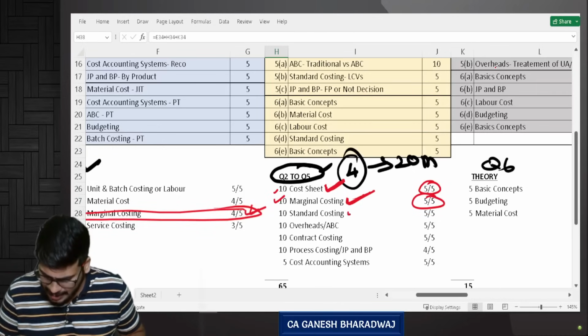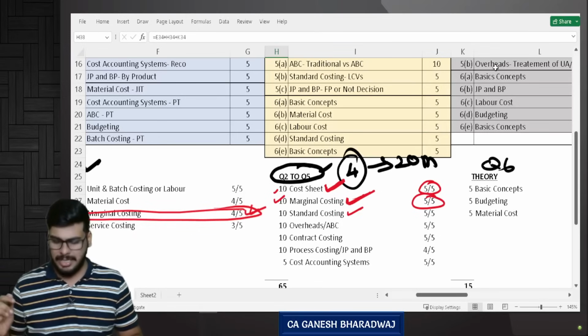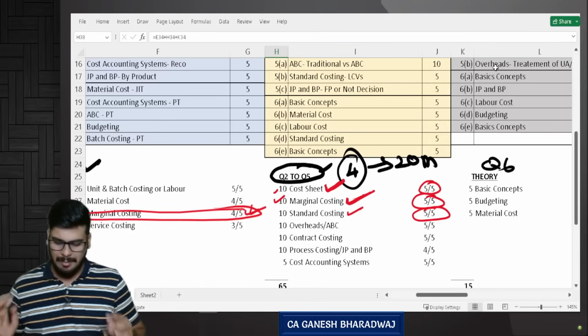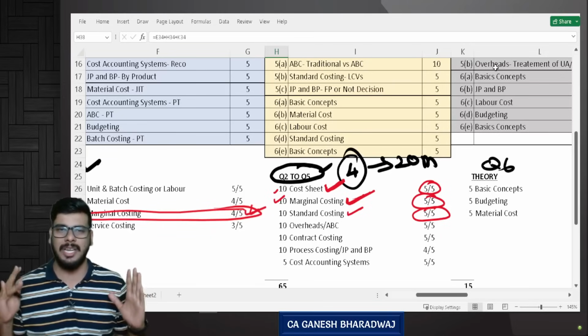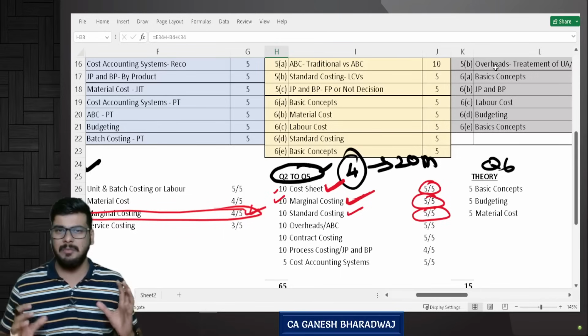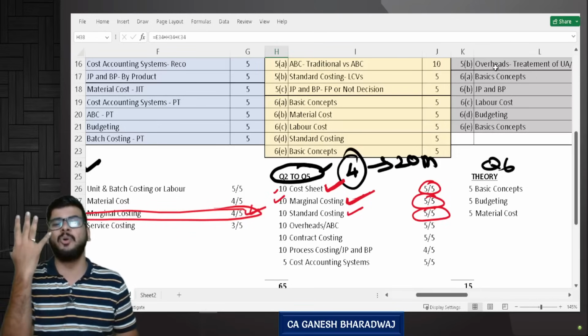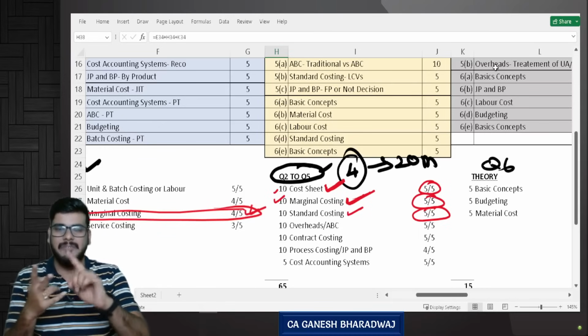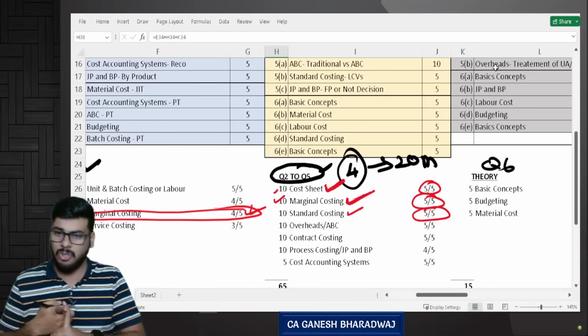Then the next important chapter is standard costing. Again, last 5 out of 5 attempts, every single time standard costing they are testing for 10 marks. So a short 10 mark question from standard costing, and there are only 4 variances: your material cost variance, labor cost variance, variable overhead cost variance, fixed overhead cost variance.